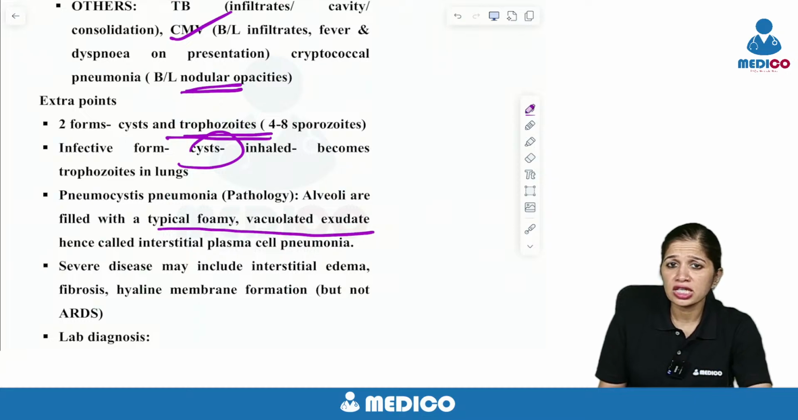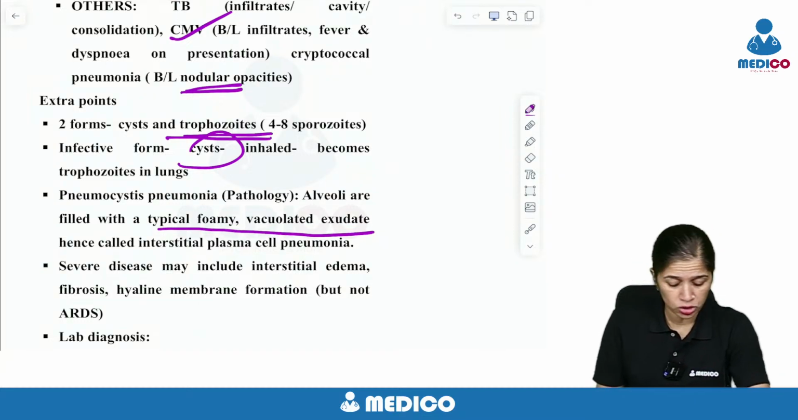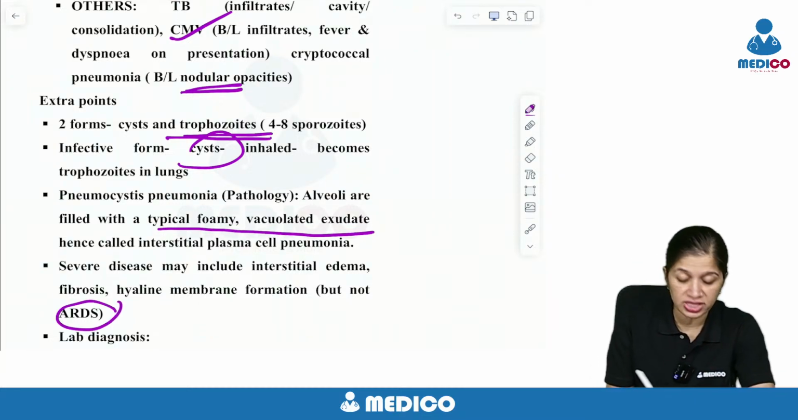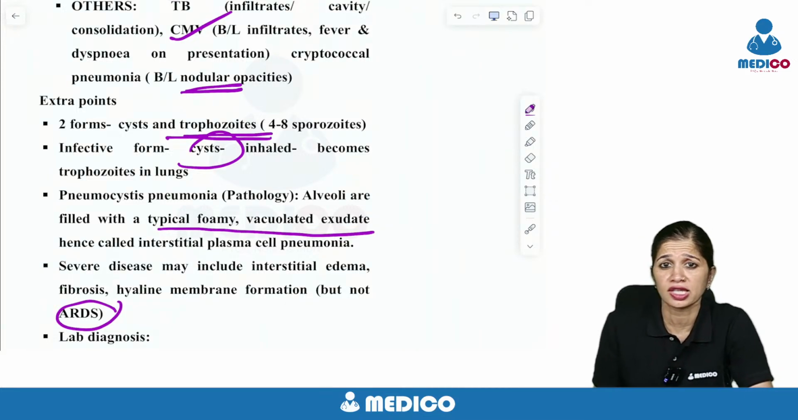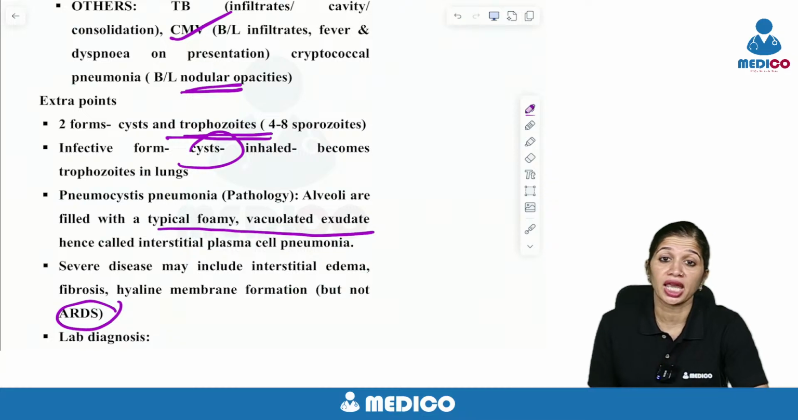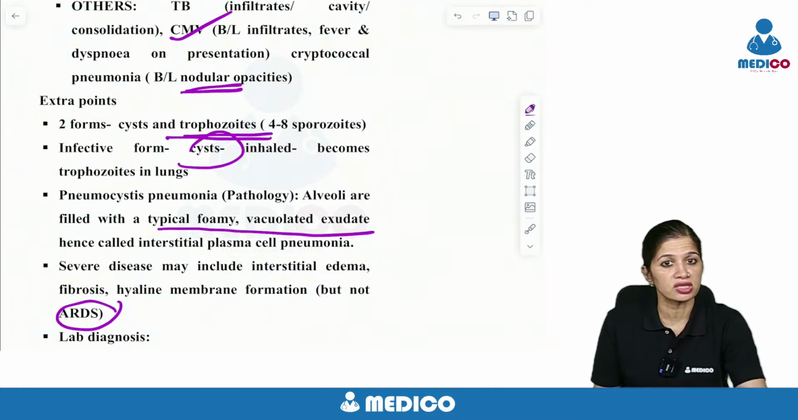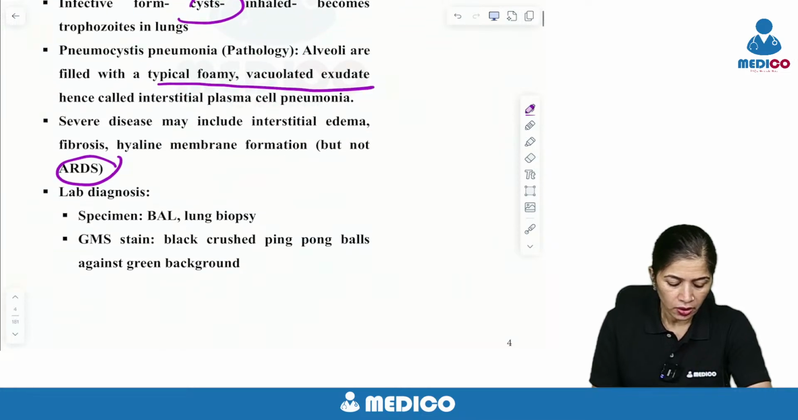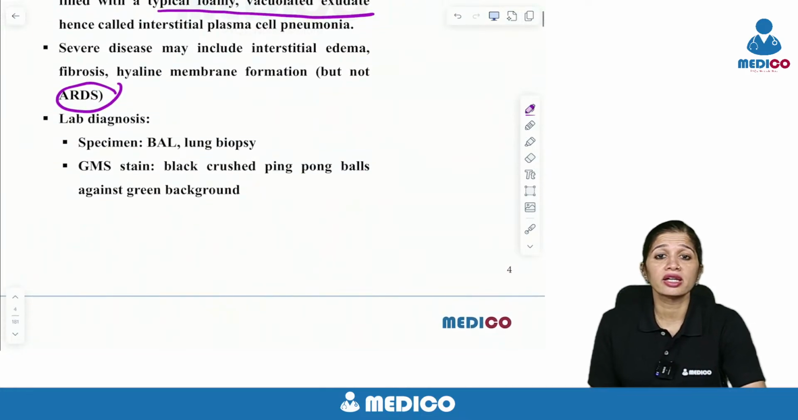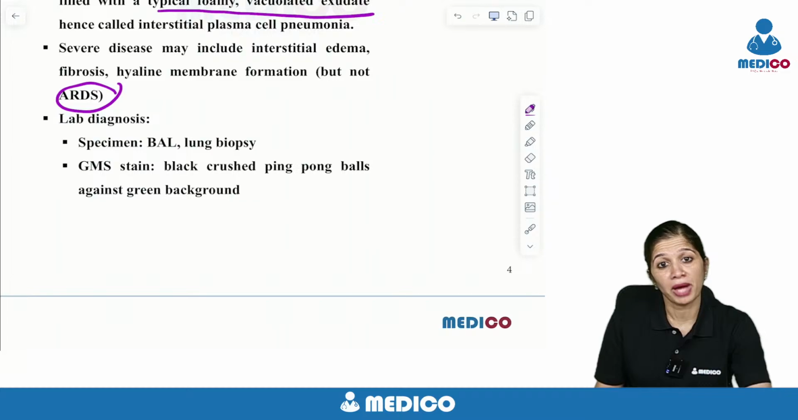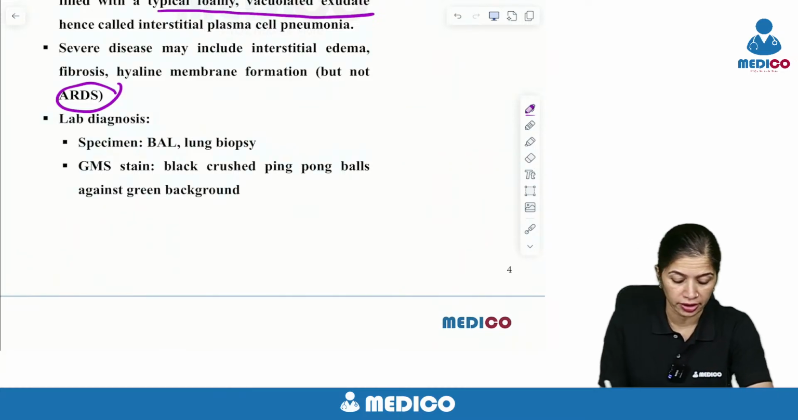And in severe disease, you can see fibrosis, you can see so many changes, but you will never ever see ARDS. There will be fibrosis, there will be edema, hyaline membrane formation, all these things will be there, but ARDS is never seen in pneumocystis jirovecii pneumonia. Now, coming to the lab diagnosis, you can't diagnose this in sputum. You need either a BAL or a lung biopsy to diagnose it.